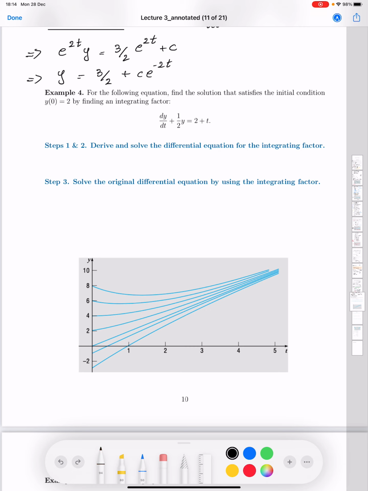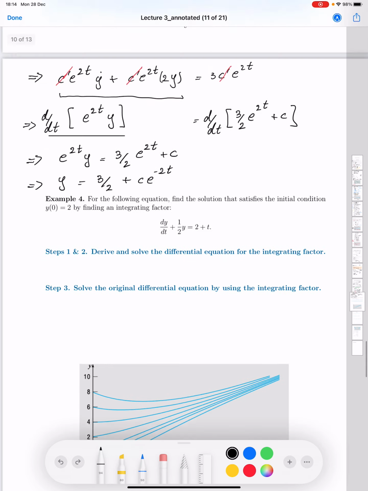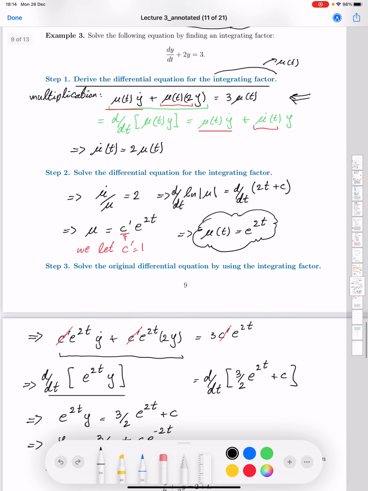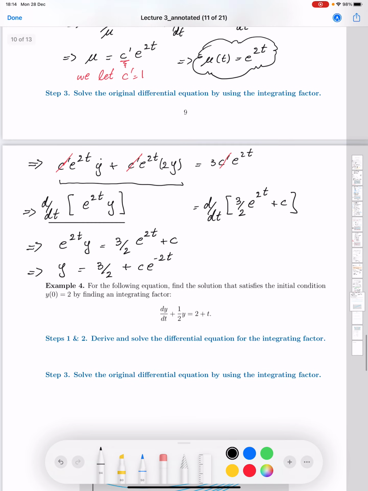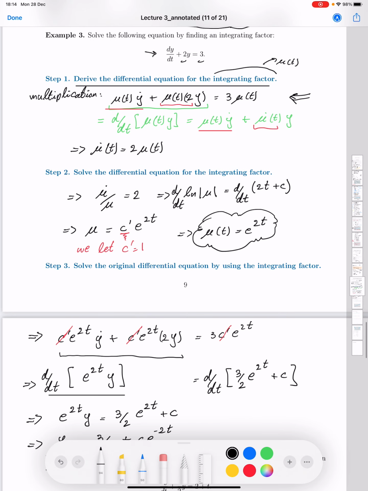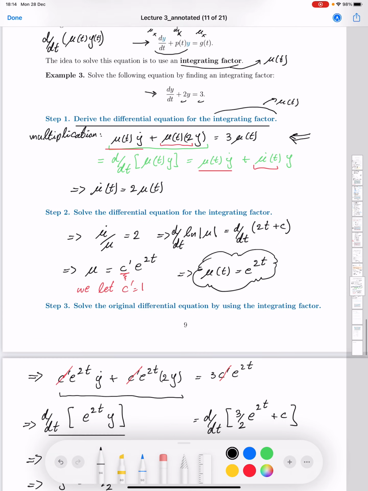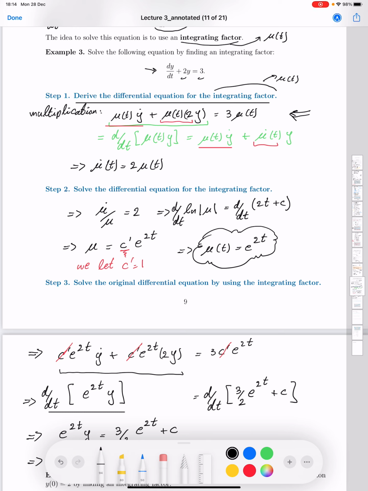Step 1, multiply both sides by mu of t and derive the differential equation for mu. And step 2, solve that equation. Now you see that this equation is very similar to what we had in the previous example, just instead of 2 here, I have 1 over 2, and instead of 3 here, I have 2 plus t. Now, the point though is that when I multiply mu in this equation, when I do the first step, I really don't care about the right-hand side. I just care about those terms that include y.